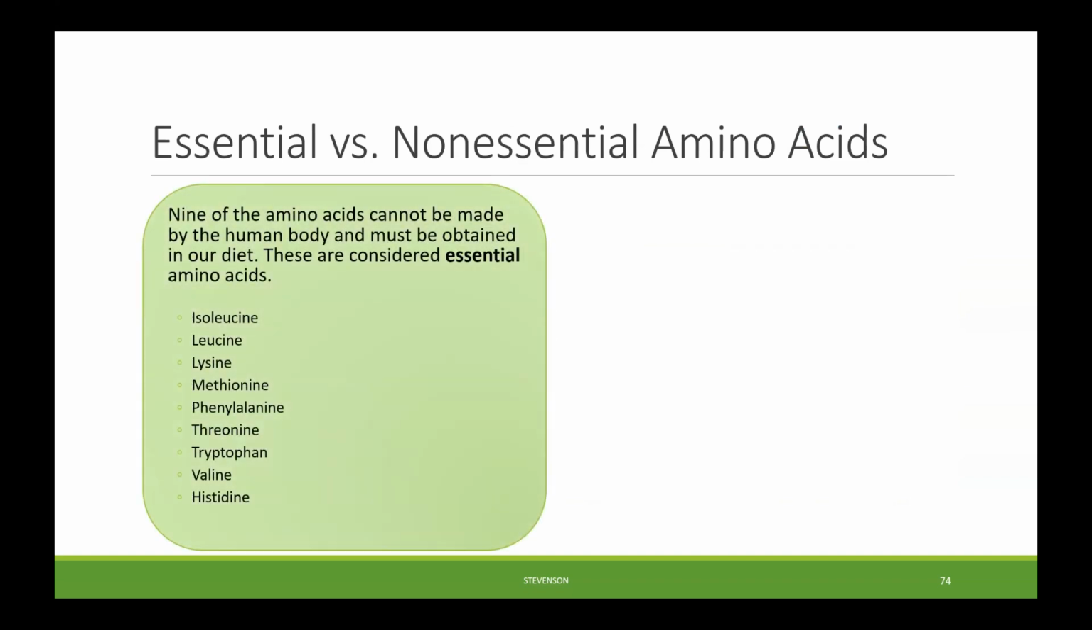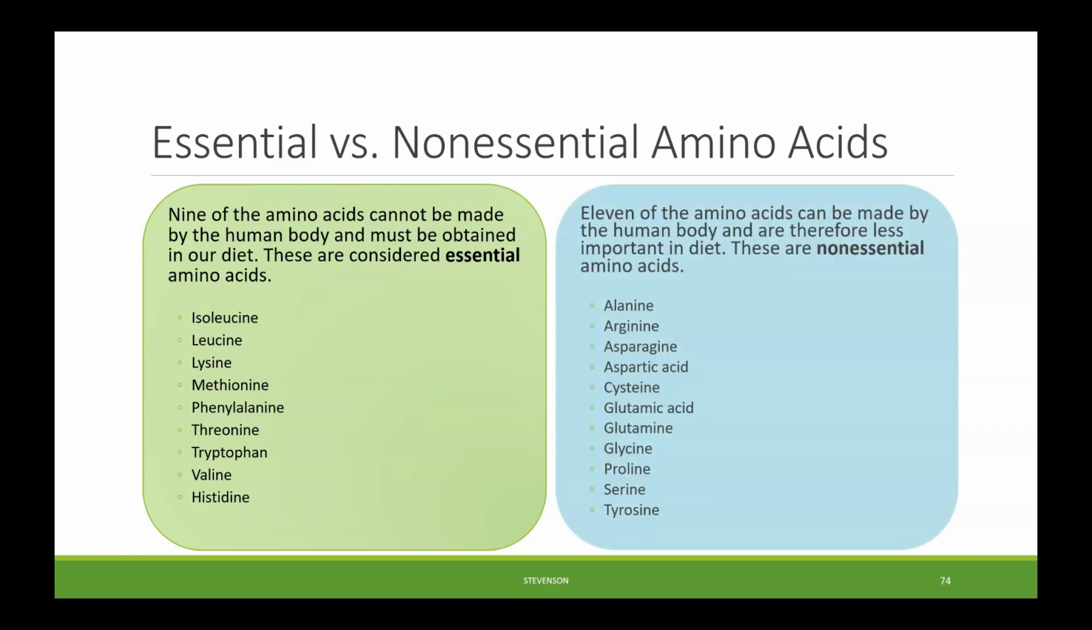Specifically, there are 9 amino acids that our bodies cannot create. And so the only way to get these amino acids is by eating them. Because of this, they are called essential amino acids, because it is essential to get them in our diet. I've listed those 9 essential amino acids here in the green box. The other 11 amino acids are ones that our bodies can make, and so these are called non-essential amino acids. Those are the ones in the blue box.